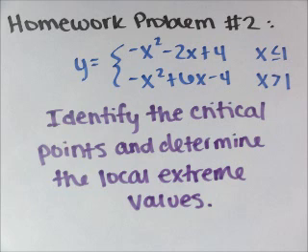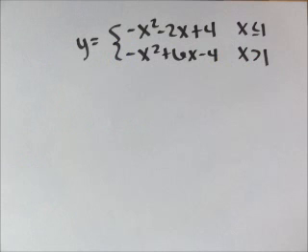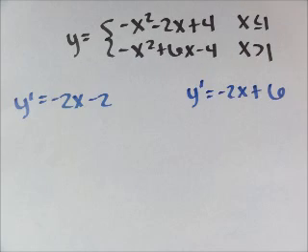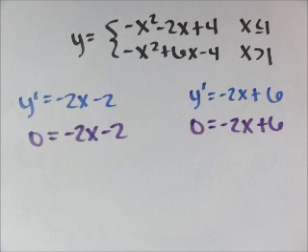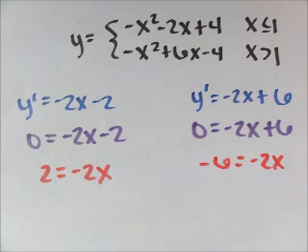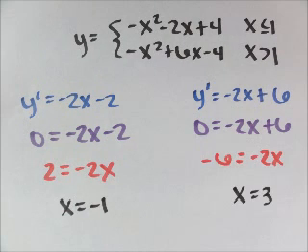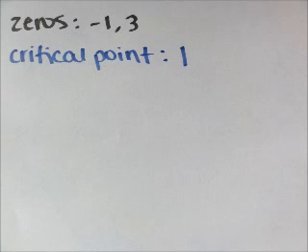The first step in solving this problem is to separate the two equations, y equals -x squared minus 2x plus 4, and y equals -x squared plus 6x minus 4. The next step will be to take the derivatives of both of the functions and set them equal to 0. This will get you your zeros, which are x equals -1 and x equals 3. These zeros that we found are critical points of the function, along with the domain of x equals 0.